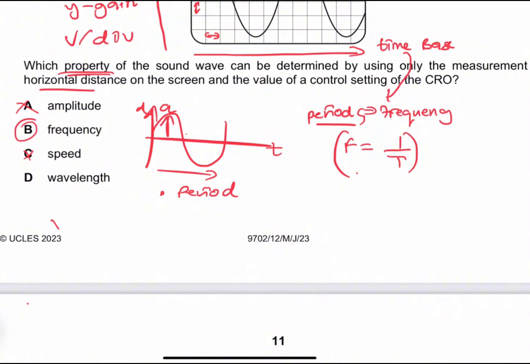The speed, we know that v is equal to f lambda. We basically need the wavelength for us to find the frequency. It's becoming complicated. For D, again, it's wrong, because we also need v and f for us to find lambda. So the answer is B.